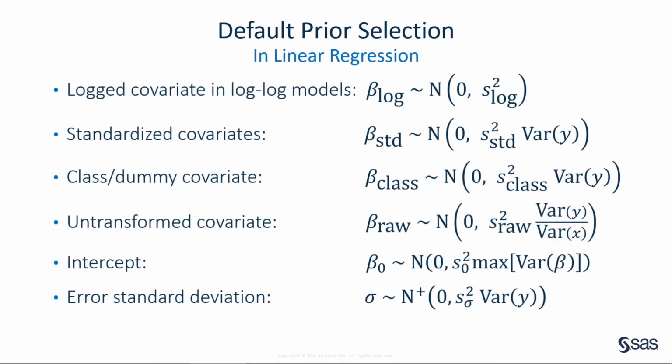Choosing good values for M and S depends on the type of parameter in question. For a detailed explanation of these default priors in linear regression, see the paper and associated presentation. I will only briefly discuss them here.